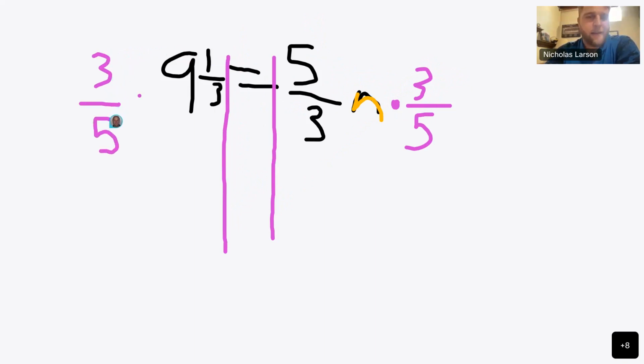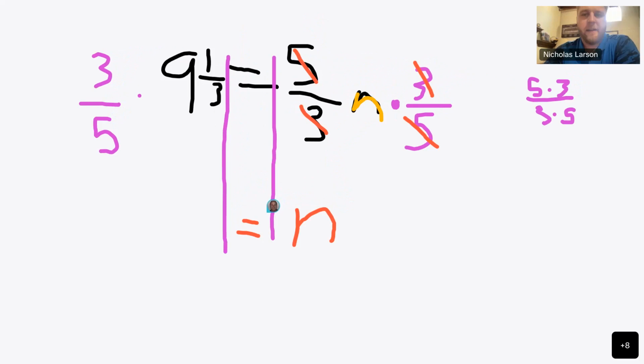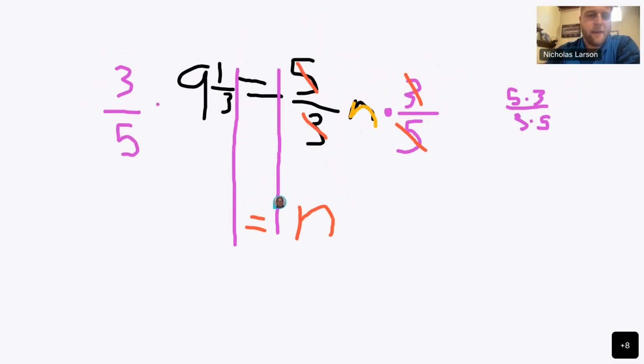So let's dig into this. Again, if I think about this, I could rewrite this as 5 times 3 over 3 times 5. Either way I look at it, that's 15 over 15. It's all going to cancel out. So all I'm left with is n. But we got to talk about this number on the left.